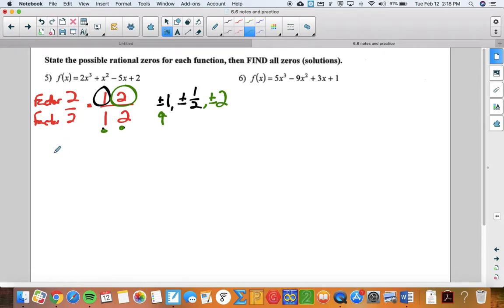Now use synthetic substitution to see when we get a remainder of 0. So I'm going to try positive 1 first. Coefficients are 2, 1, negative 5, and 2. Make sure you keep track of that negative. Drop down your leading coefficient. I'm just going to do it. It's funny, I feel like I do it faster when I actually talk through what I'm doing, and maybe I should be doing that. Hey, I got a remainder of 0, as long as I didn't screw that up.